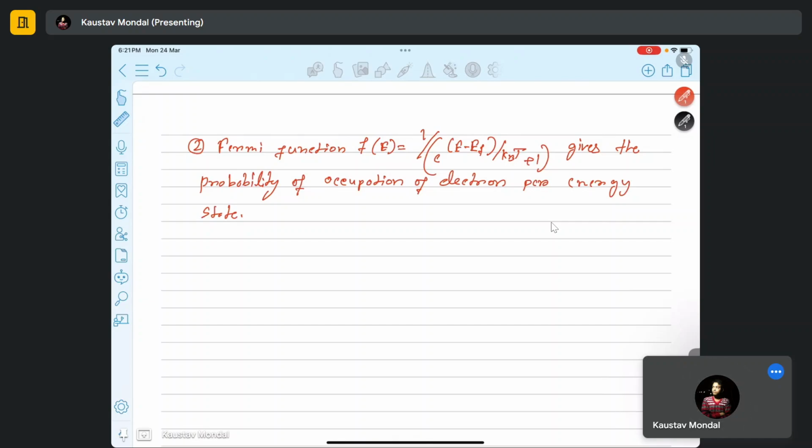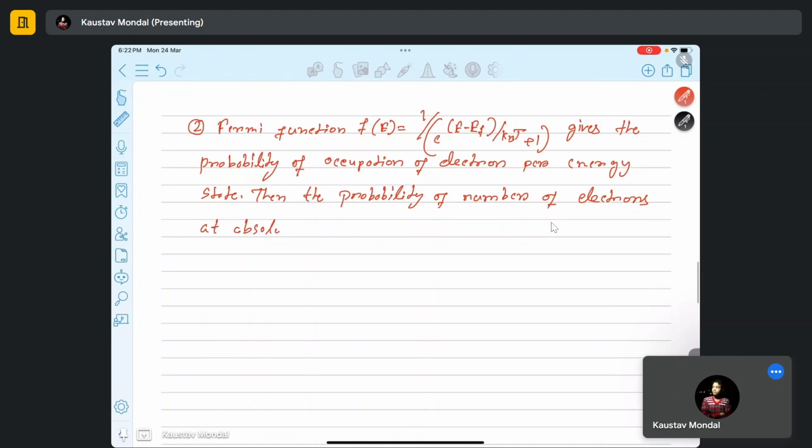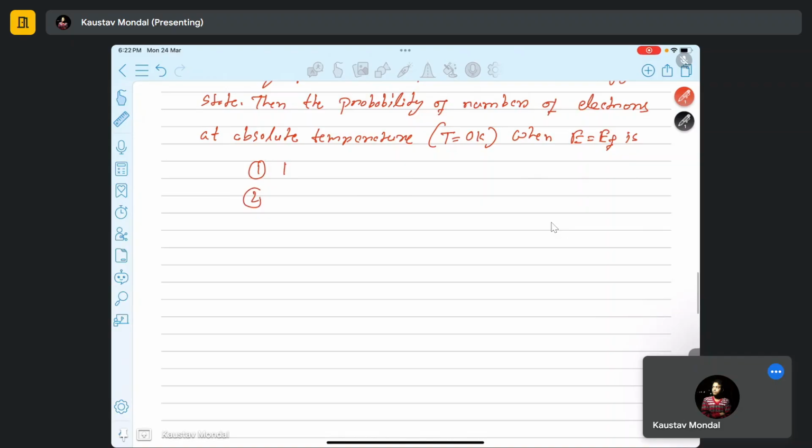Then the probability of occupation at E equal to E_F is: option 1, option 2 0, option 3 1, and option 4 half.